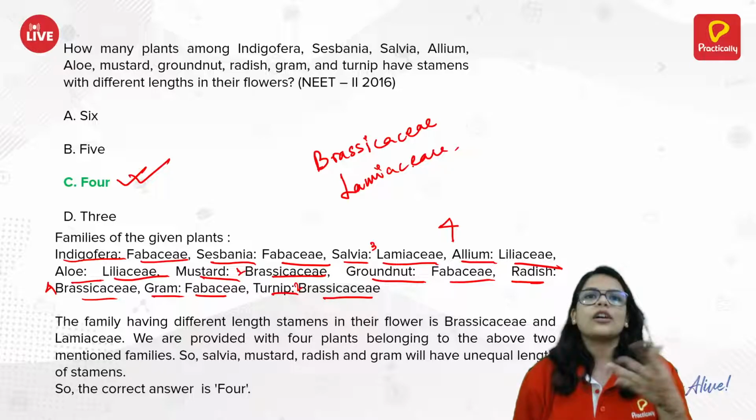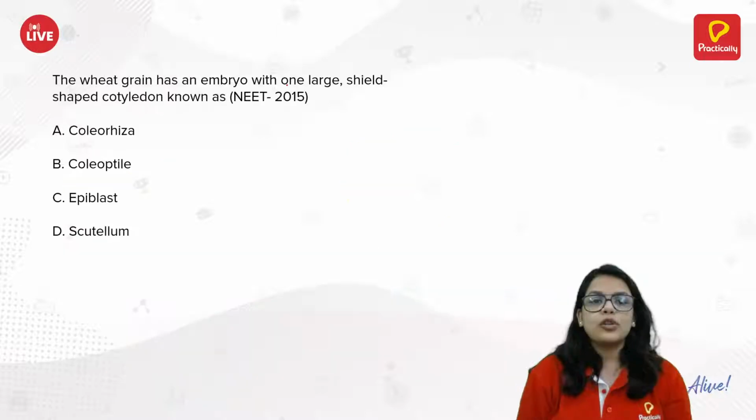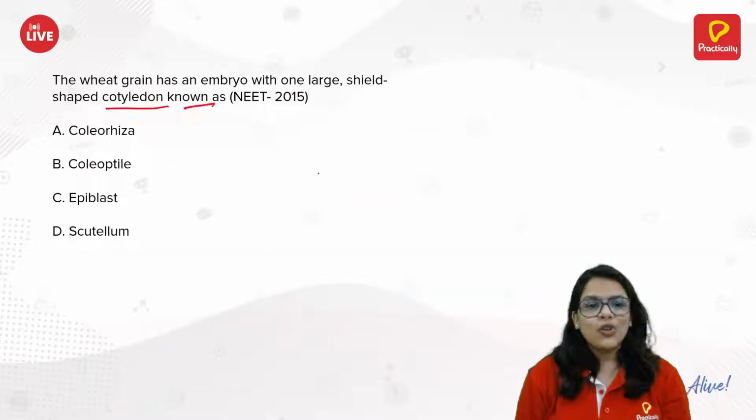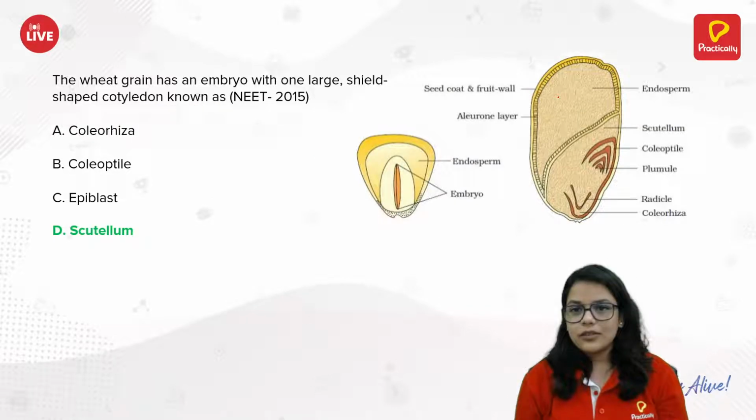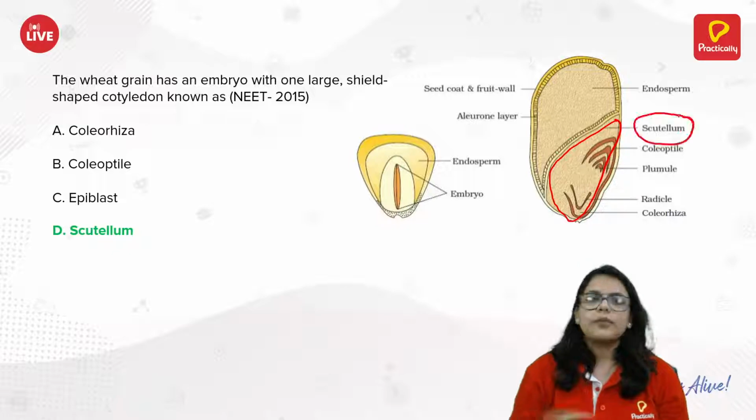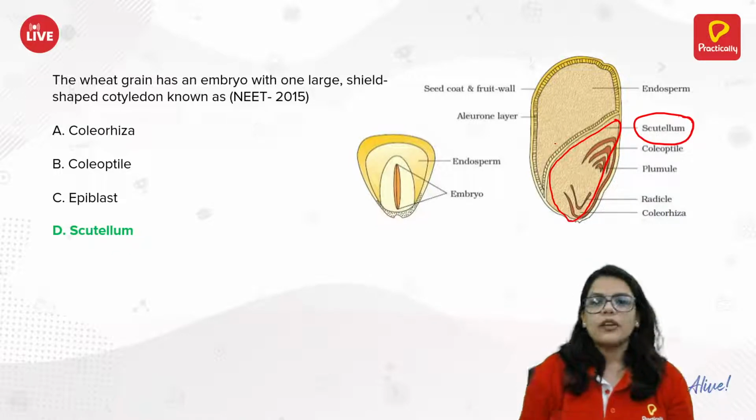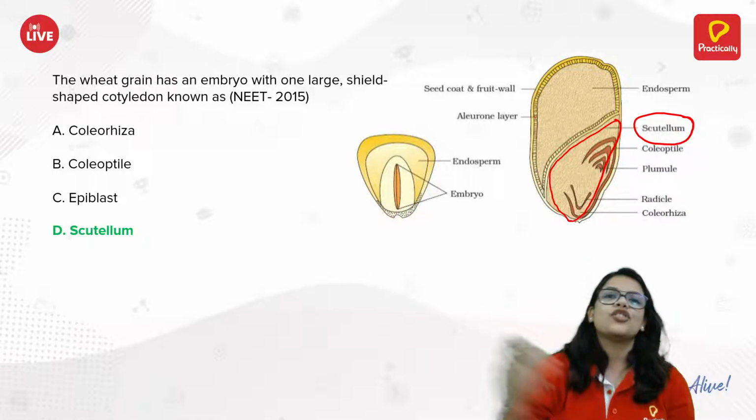Okay, next. The wheat grain has an embryo with one large shield-shaped cotyledon known as coleorhiza, coleoptile, epiblast, or scutellum. So the answer is scutellum. See here, you can see it is a shield-shaped cotyledon, a big one. This is the scutellum. One large, see, this is larger and is shield-shaped.